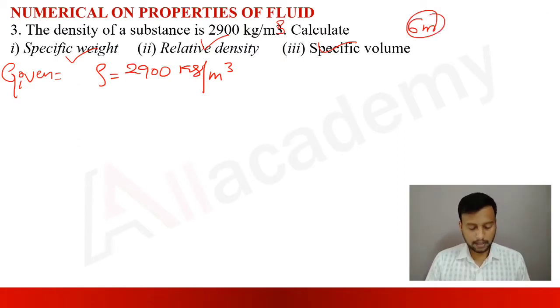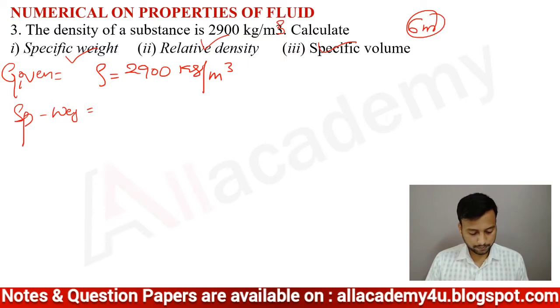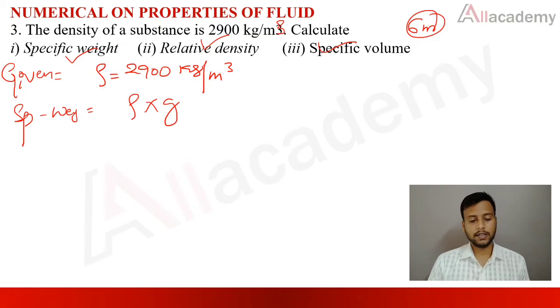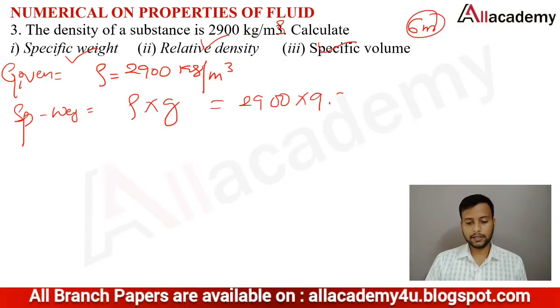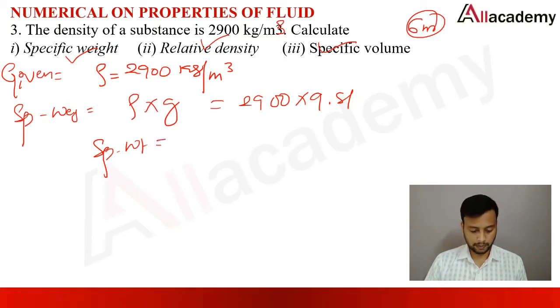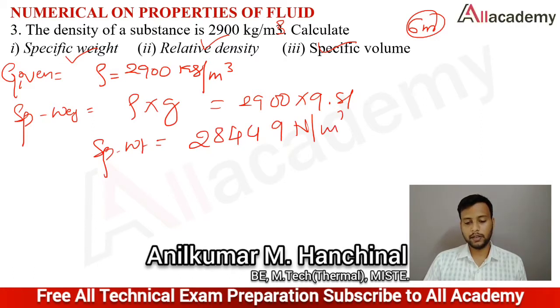Now what is the specific weight? The specific weight is nothing but rho into g, that is the density of a fluid into the gravitational constant. The density of the fluid is already known, that is 2900 into the gravitational constant 9.81. So the specific weight will be 28449 Newton per meter cube. This is the first one.